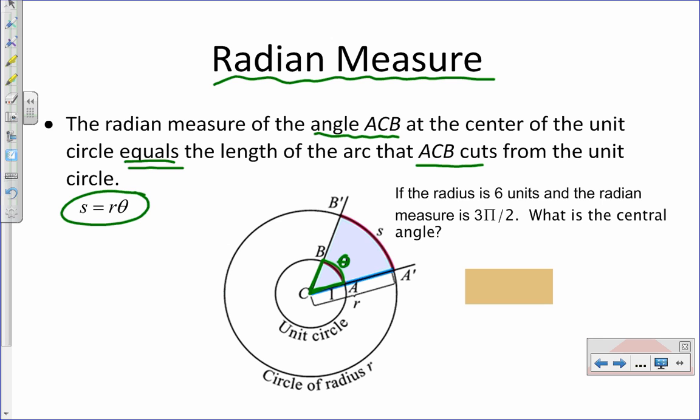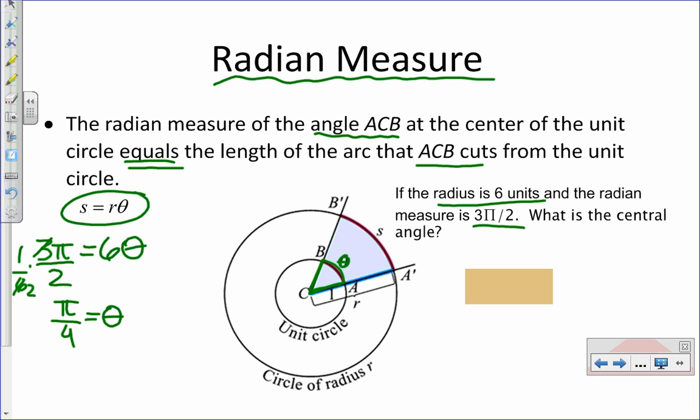Okay? So let's say we're given a radius of 6 units. So the radius is 6. And the radian measure is 3 pi over 2, so that is the measurement of the arc that is intercepted by the angle. And we want to find the measurement of that central angle. So we would divide by 6 or multiply by 1/6, a little bit simpler there, 2. So then we get pi over 4 is the measurement then of that central angle.